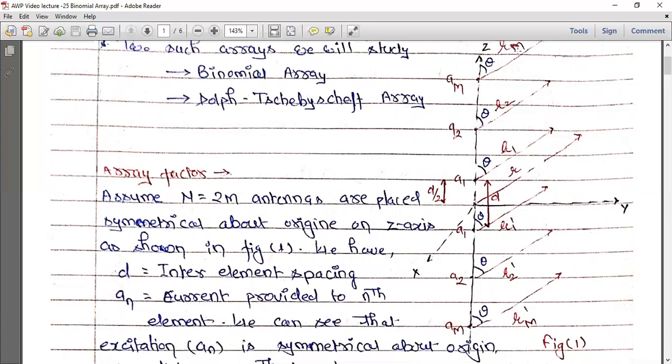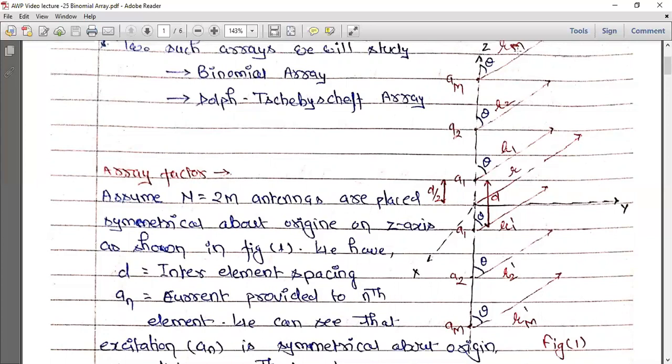So a non-uniform antenna array will look as shown in figure number 1. If there is an even number of elements in the antenna array, then the array will look like this. The elements are situated on the z-axis such that they are symmetrical about the origin, as you can see. The first element a1 is at z equals plus d by 2. Similarly, you have another element with the same excitation a1 at z equals minus d by 2.